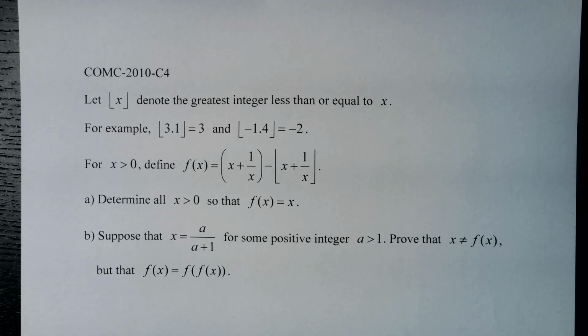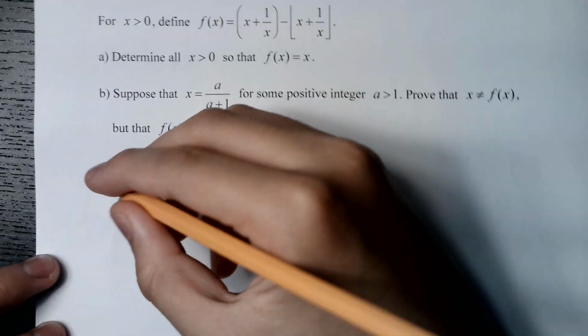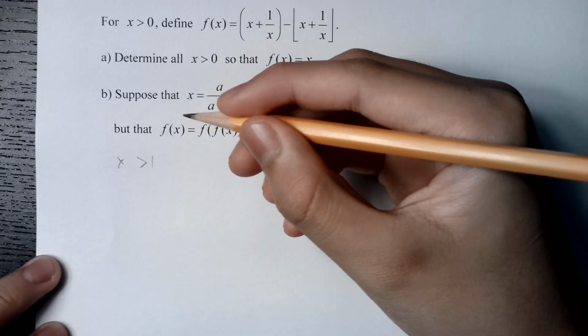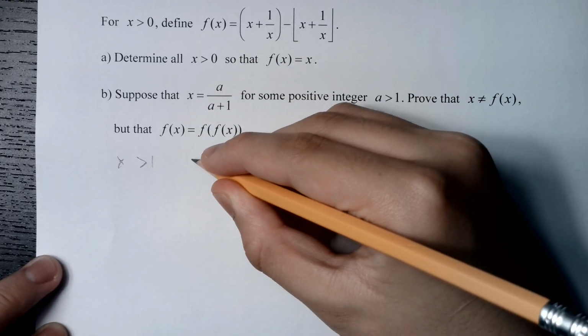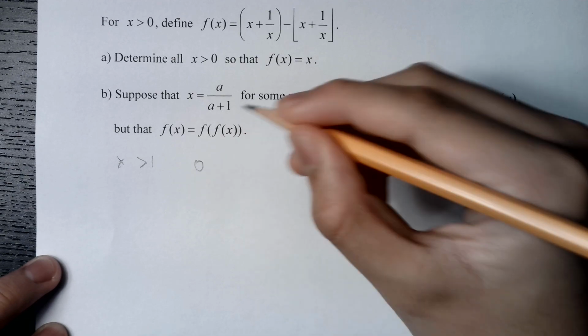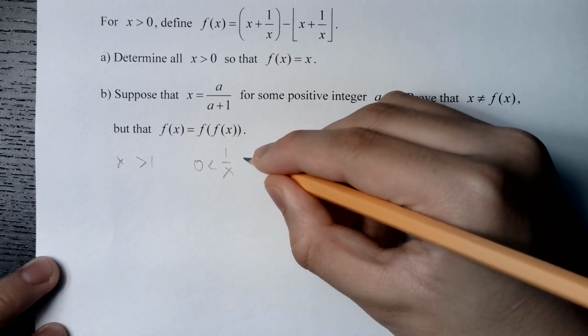So now we have two parts to this question, okay? The first part is to determine all x bigger than 0 so that f(x) equals x. So let's first work on this, and let's ignore the second part for now. You can see here that x is going to be bigger than 1, obviously. And so this means that if x is bigger than 1, we can have 1/x be in between 0 and 1, like so.